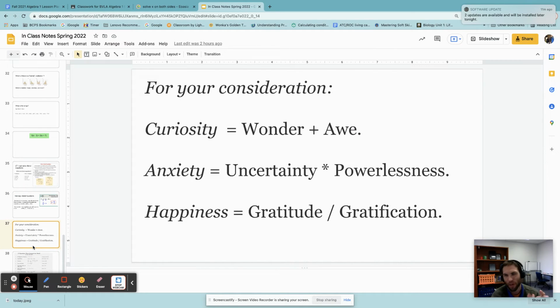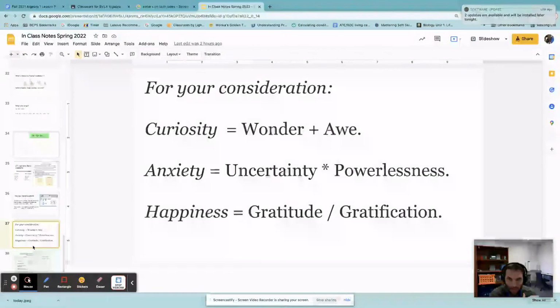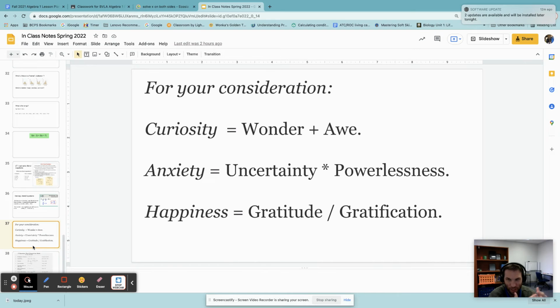All right, here's some other things I always go through in class, and that's like the formulas for life. So curiosity equals wonder plus awe. And I think that some of these are definitely worth hearing, so I go over it. Anxiety is uncertainty times powerlessness. So how do you reduce anxiety? You reduce the uncertainty, or you reduce how much you feel powerless. Happiness is gratitude divided by gratification.